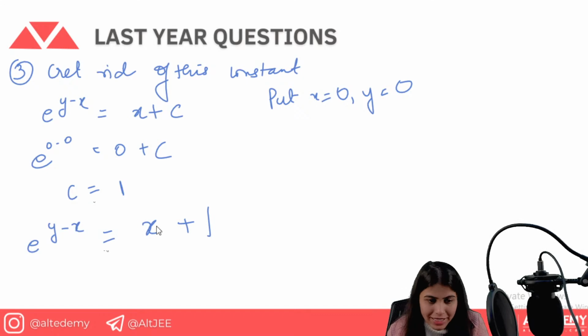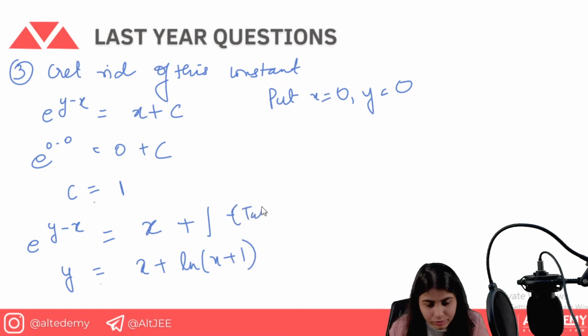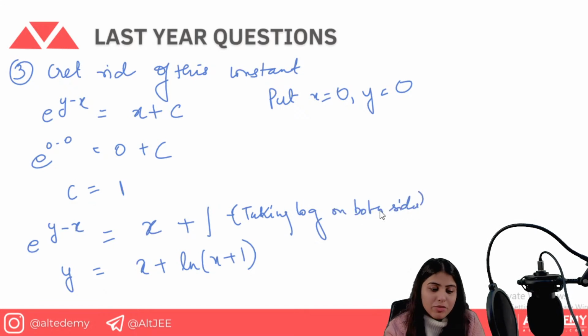Now taking log on both sides, y is equal to x plus ln(x plus 1). How did we get this? I hope you know. We took the log on both sides, so it becomes y minus x is equal to log of x plus 1, and y is equal to x plus log of x plus 1. We just transposed the x to the other side after taking the log on both sides. The equation is formed like this now.